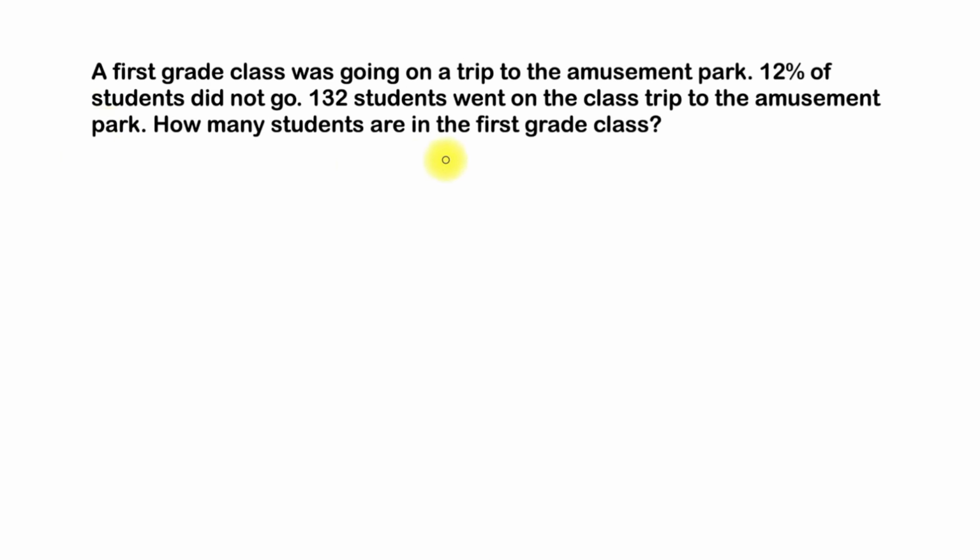So here we have a word problem. A first grade class was going on a trip to the amusement park. 12% of students did not go. So I'm going to circle this 12%, and then I'm going to label it as percent of students that did not go on the trip.